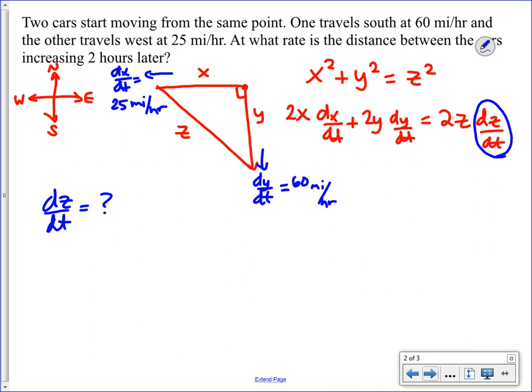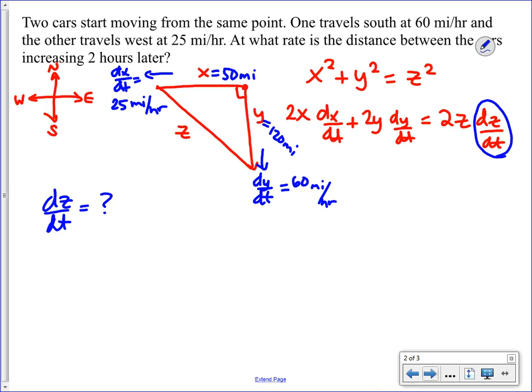Okay, now, we also need, though, to know x, y, and z. But even though we're not given those distances, we can figure them out because we're trying to figure out dz/dt 2 hours later, okay? So if the car traveling west is going 25 miles per hour, after 2 hours, it will have traveled 50 miles. And the car going south is traveling at 60 miles per hour, so after 2 hours, it will have gone 120 miles.